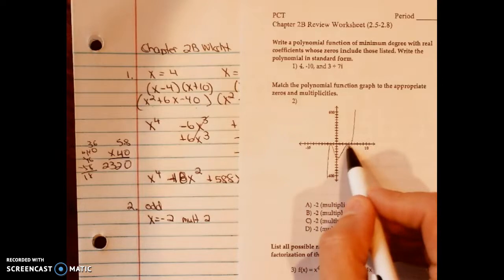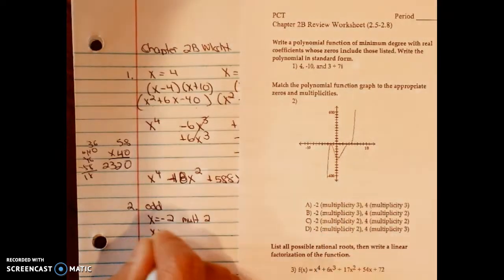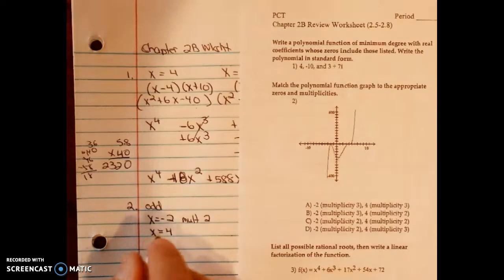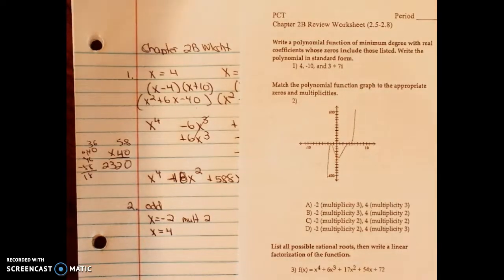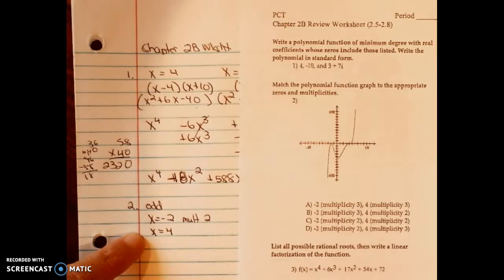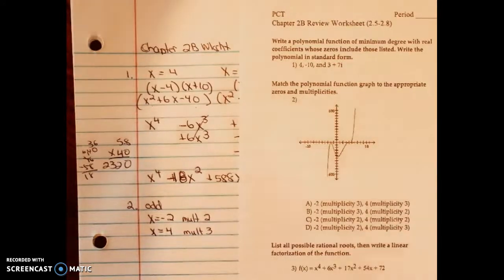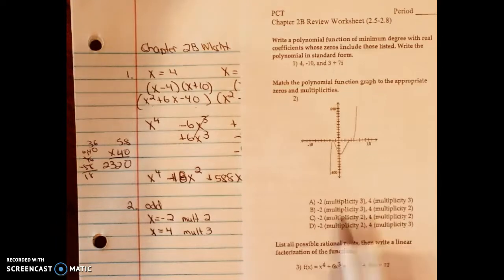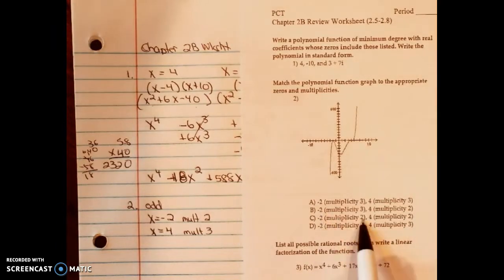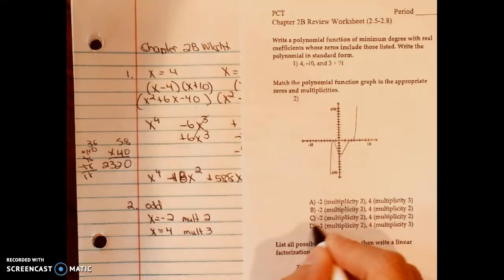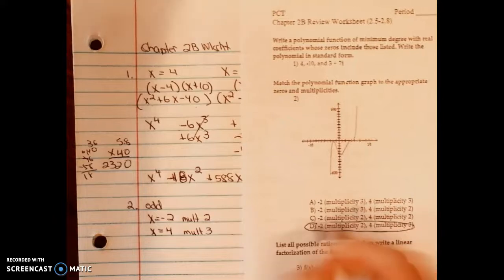Actually, 1, 2, 3, 4. We know x is equal to 4, and because it is passing through, that means it's an odd multiplicity. So as I'm scanning through here, the only multiplicity that would correspond with that would be a multiplicity of 3. So my answer is negative 2 with a multiplicity of 2 and 4 with a multiplicity of 3. Okay, so my answer is D.